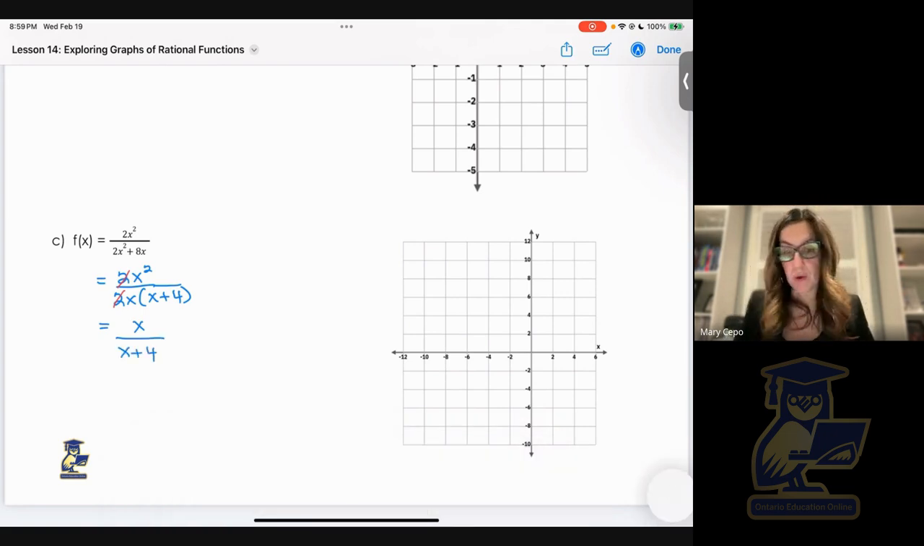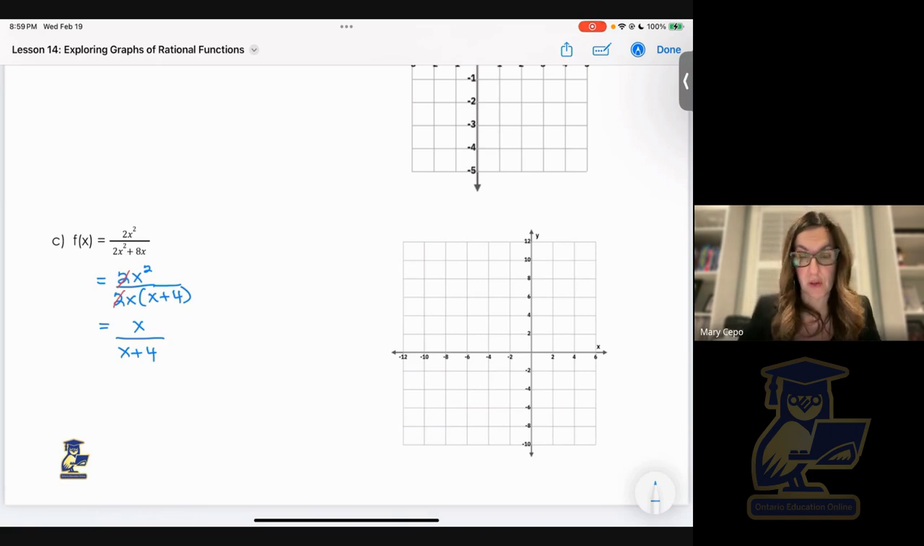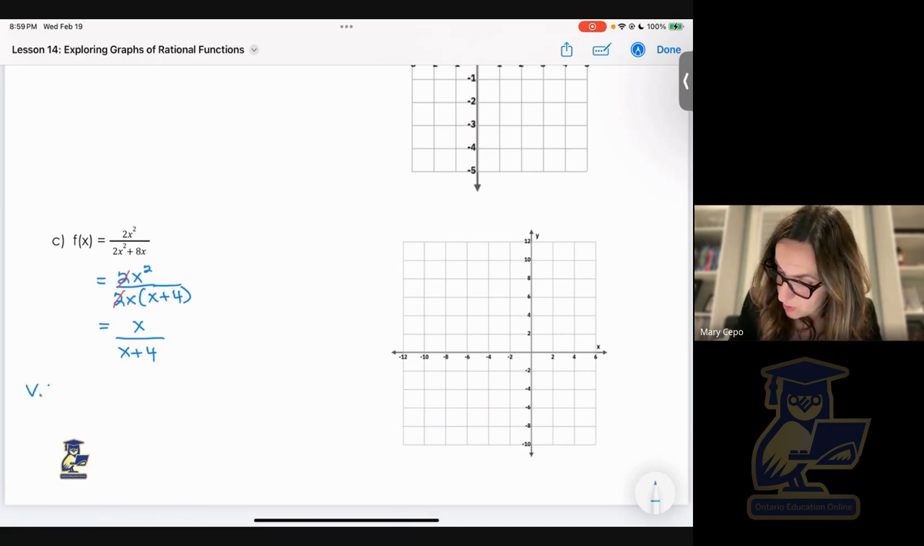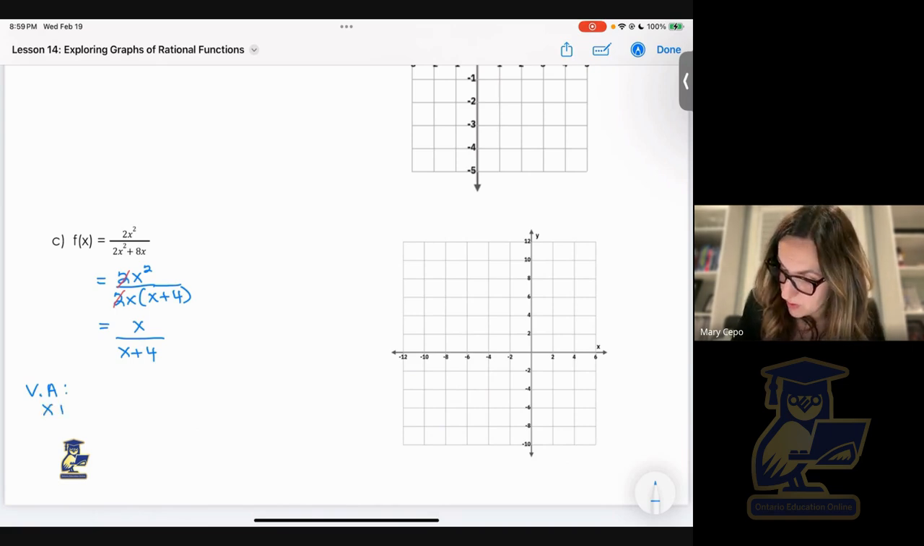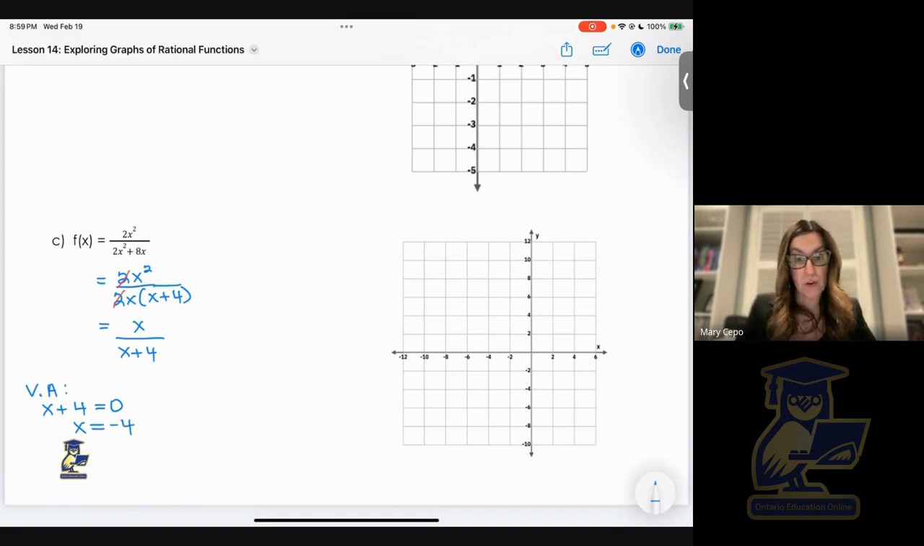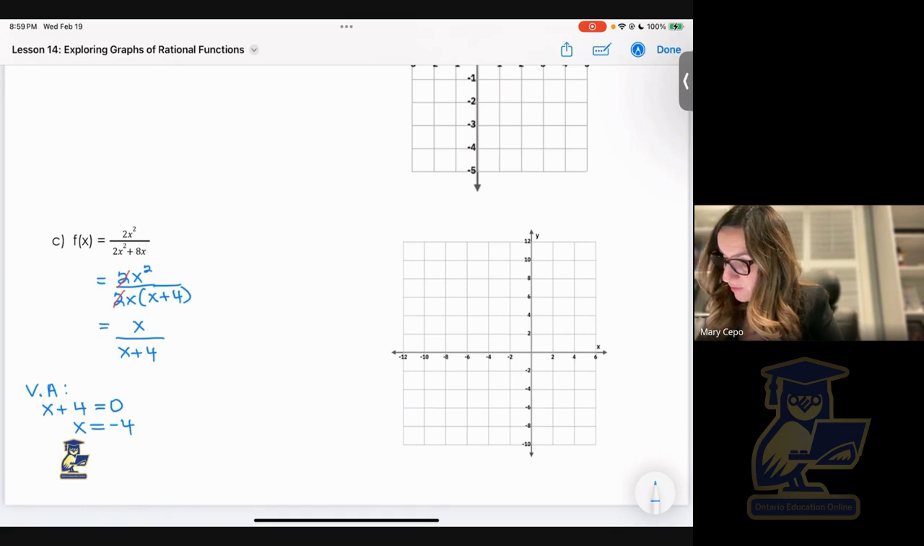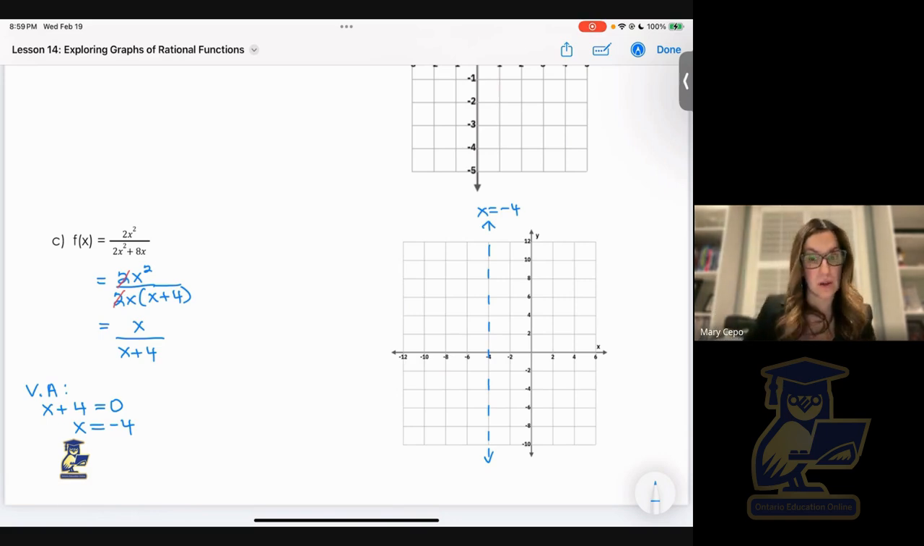Once we simplify, we want to keep in mind all the different properties we're looking for. So vertical asymptote, again, is in the denominator, there is a value of x that would result in it being 0. So we set the denominator x plus 4 equal to 0, and we solve for x. So x is equal to -4. That means we have a vertical asymptote at x equals -4. So we draw ourselves a vertical line at x equals -4. We label that as x equals -4. So vertical asymptotes exist there.